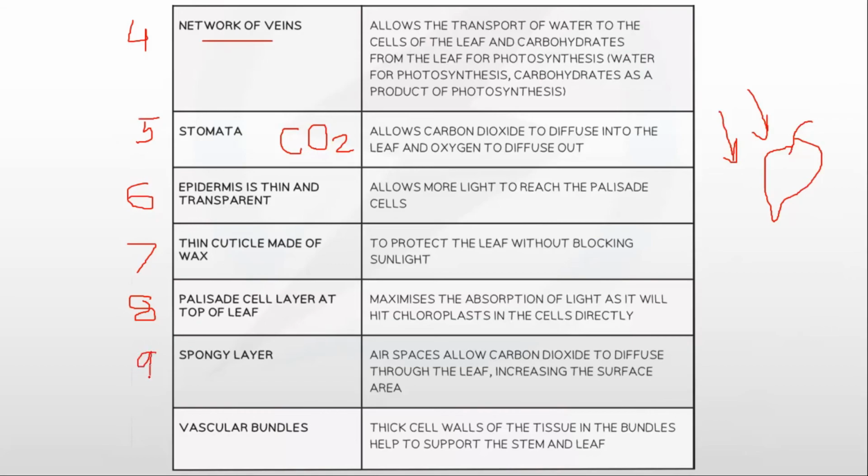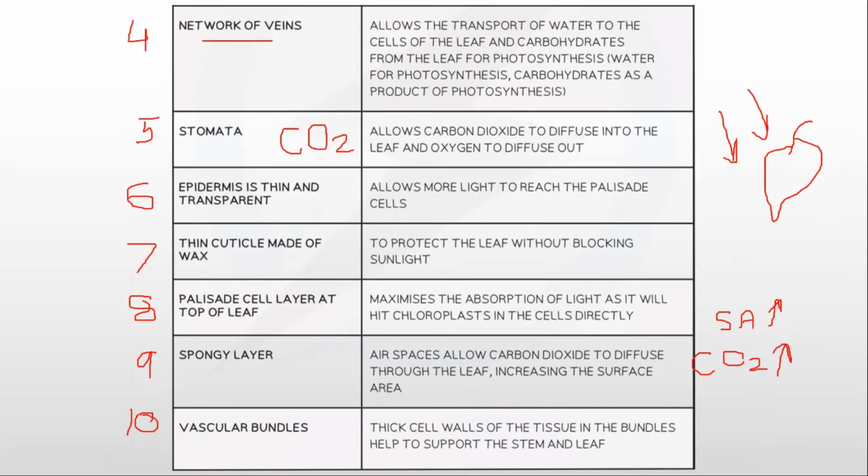How does the spongy layer help the leaf? Air spaces allow carbon dioxide to diffuse through the leaf, increasing surface area. So basically, carbon dioxide would be more absorbed once the surface area is also more. So you have to memorize all these different adaptations of the plant.